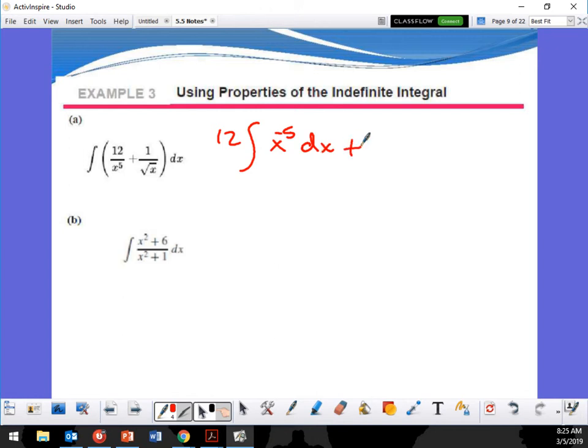Plus, what's this next one? Integral of x to the -1/2, right? There we go. All right, so add 1 to -5 and I get -4. So it's x to the -4 over -4, which gives me negative x to the -4 over 4.